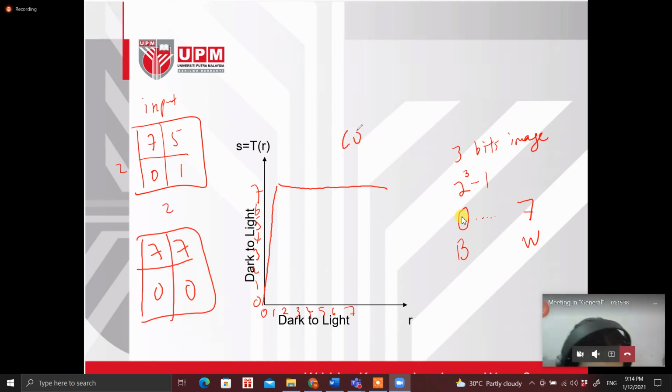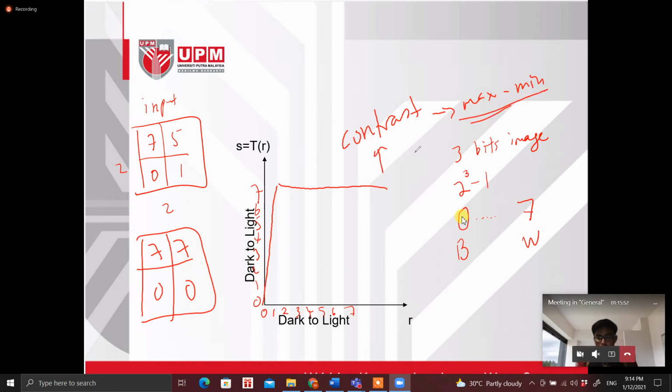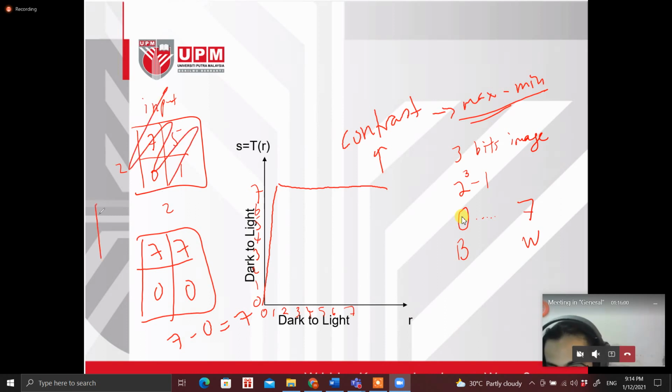And I introduced the word contrast just now. Contrast means, in one image, what is the range of maximum minus minimum? The higher the range, the higher the contrast. So in this case, the contrast is 7 minus 0, equal to 7. If I have my earlier example, 0, 0, 1, 1, then the contrast is only 1. So this is not good. This is good.